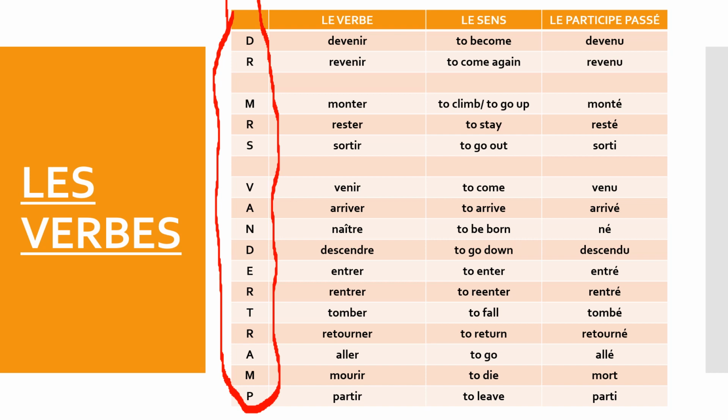Now, some of these verbs have a past participle that looks very similar to the past participles of verbs that use avoir as its auxiliary verb. For example, all the ER verbs follow the same conjugation rule as regular ER verbs. You would drop the ER at the end, and you would add an é accent aigu.